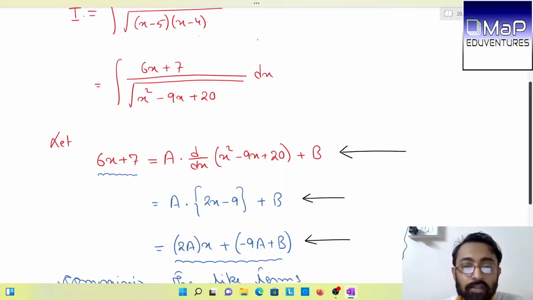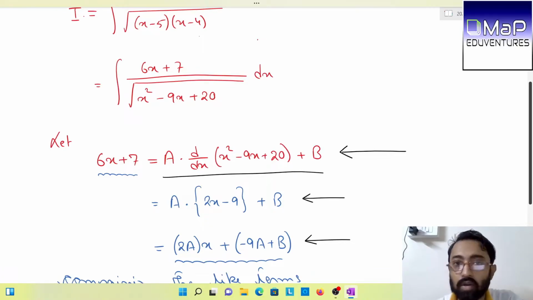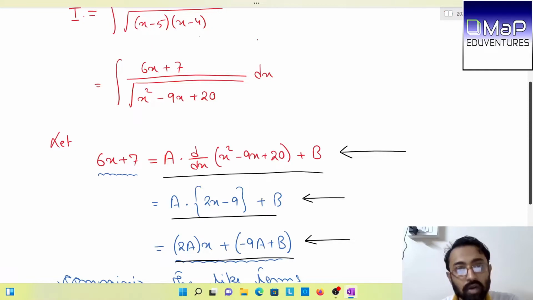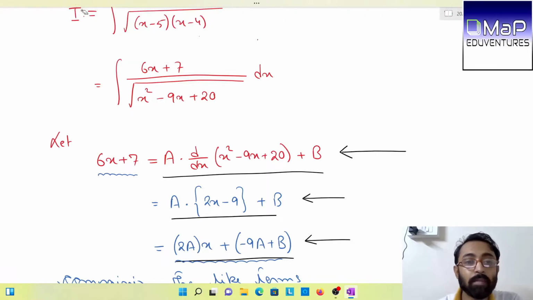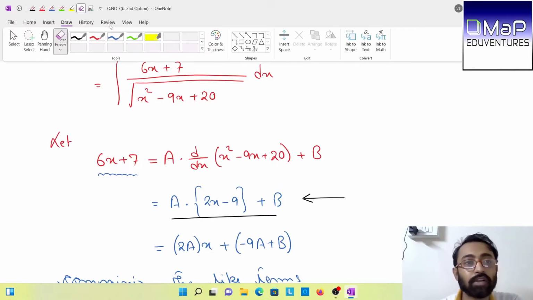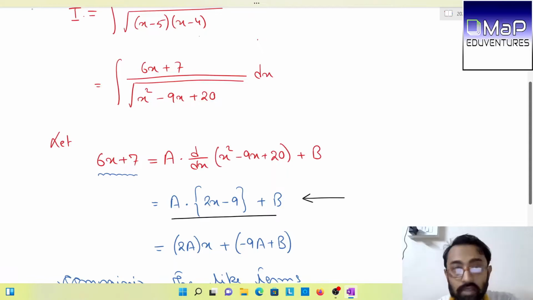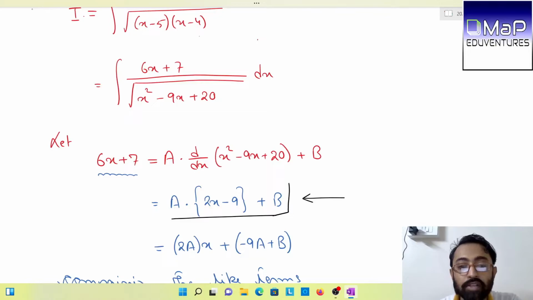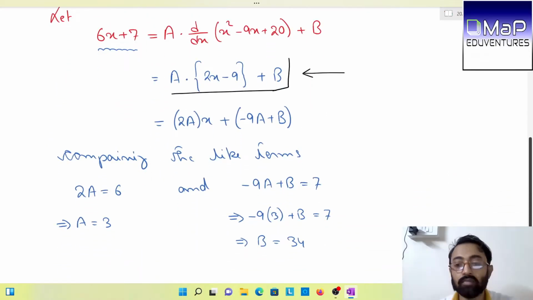So if someone tells me, sir, I want to place the first expression at 6x plus 7, then I cannot stop him or her. It is correct, it can be done. If someone says to place the second expression, it is also correct. Third expression, it is also correct. But if we take the second expression, then it will be much easier to integrate. So remember, in a question use this second expression to replace the linear term.